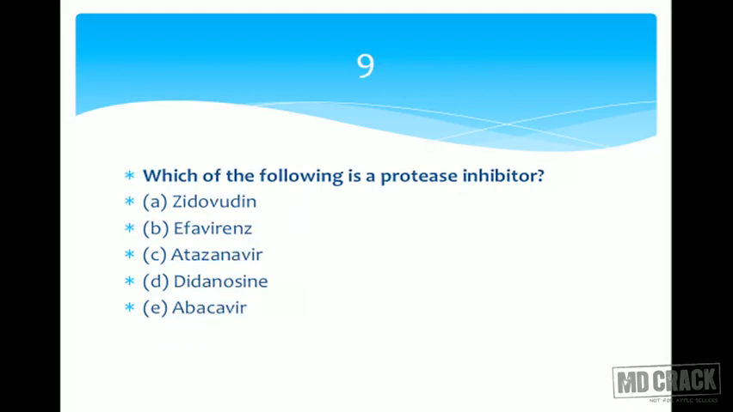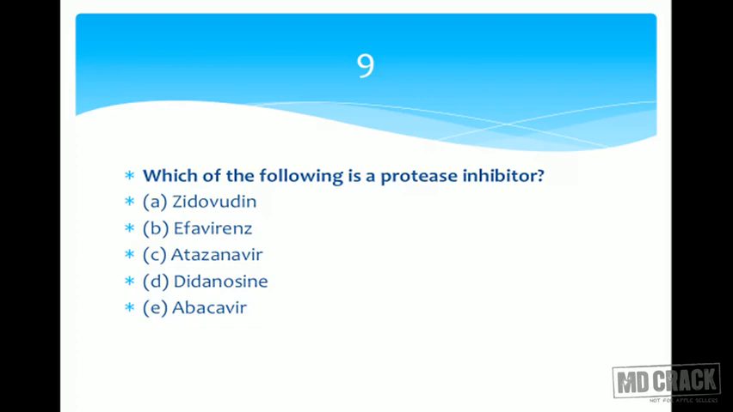Yes. Next question. Which of the following is a protease inhibitor? So again you have to identify a class. Options: zidovudine, efavirenz, atazanavir, didanosine and abacavir. What are all these? These are all the drugs used for HIV AIDS. These are antiretroviral agents. And the exam is asking which of the following is a protease inhibitor.